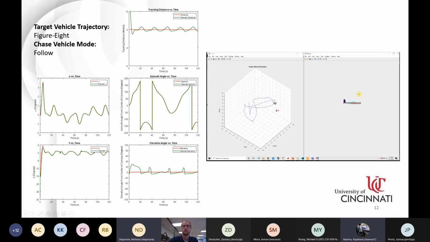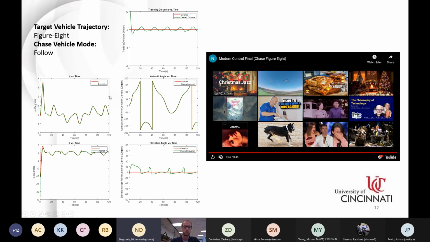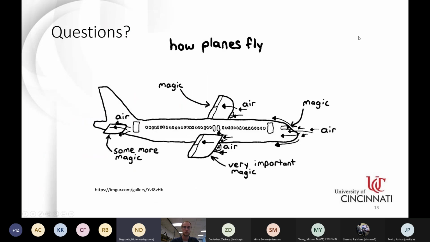Okay. So over here on the right, these are all the same for each of these simulations. We have the total tracking distance, the azimuth angle, which is the yaw direction that we're controlling, so the horizontal error in angle, and then we have the elevation angle error over here. And that's all. Any questions?